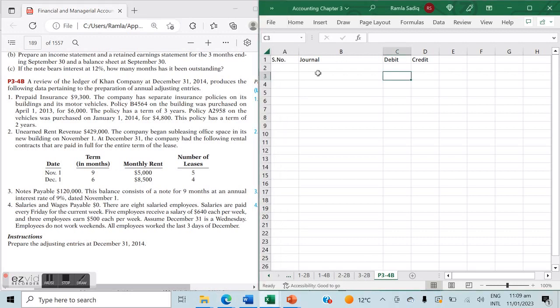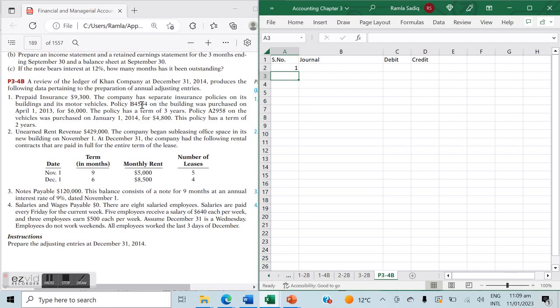So let's take a look at the first entry. Now I will be working out the mathematics in front of you in Excel as we go through this, because that calculation is critical in this particular case. So in the first adjusting entry, we have that the company has separate insurance policies on its building and its motor vehicles, as any company should.